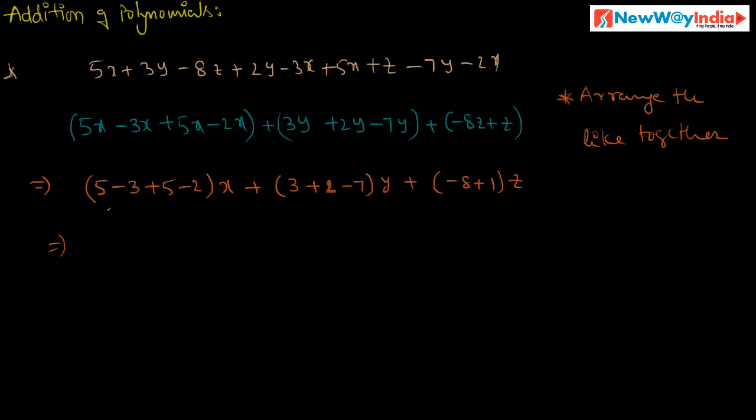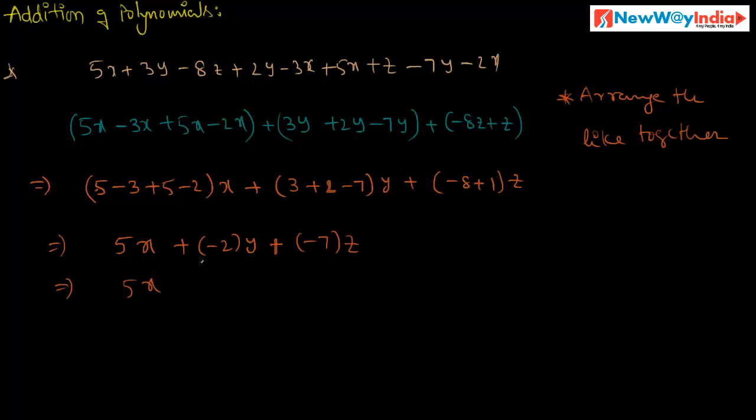That implies 5 minus 3, 2. 2 plus 5, 7. 7 minus 2, 5. Another way we can see, first you have to add positive terms. 5 plus 5, 10. Minus 3, minus 2, minus 5. That means 10 minus 5, 5, into x, 5x. Plus, add positive terms, 3 plus 2, that is plus 5, minus 7. That is equal to minus 2, into y, plus minus 8 plus 1, that is equal to minus 7 into z.